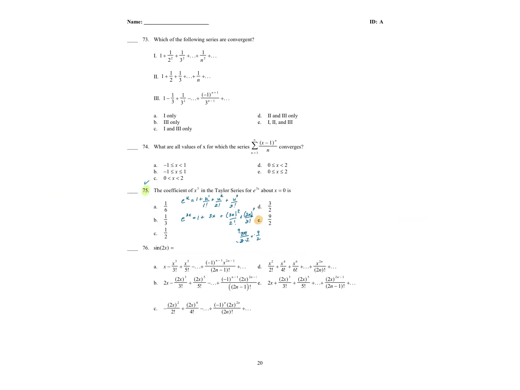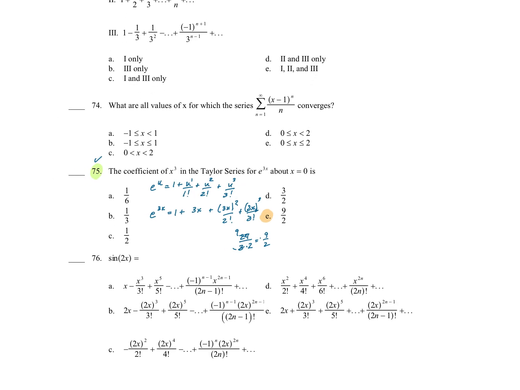Okay, that's important. This one, so again, hopefully from my notes you can tell what happened here, but I rewrote e to the x, or e to the u. You should know e to the x, okay? So e to the 3x is basically plugging in 3x for u. So that's all that I did here, and I simplified it. And they wanted the x cubed coefficient, so we could just figure that out from there, okay?